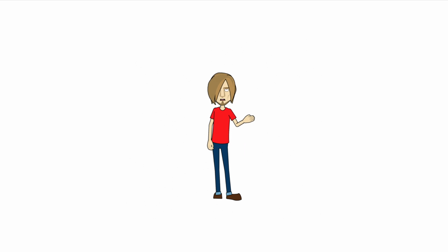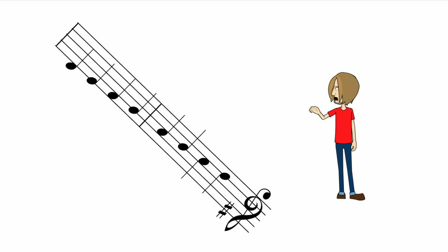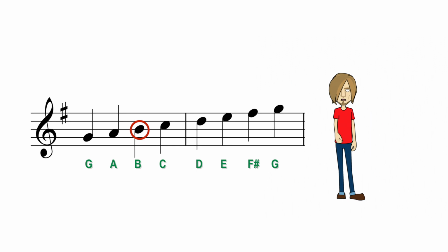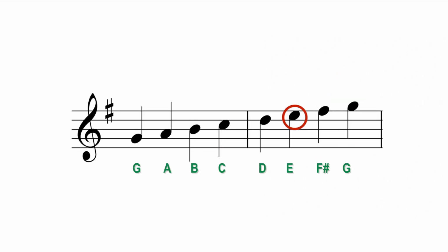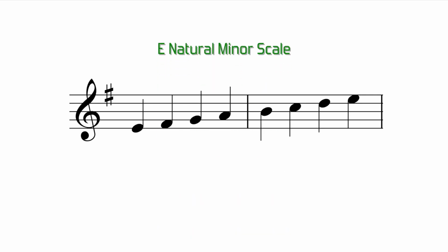Let's take a look at a few more examples. This is G major scale and the sixth interval of G major is E. If the E from this scale we take as the root note for a new scale, it then becomes the E natural minor scale. The notes are E, F sharp, G, A, B, C, D, and E.